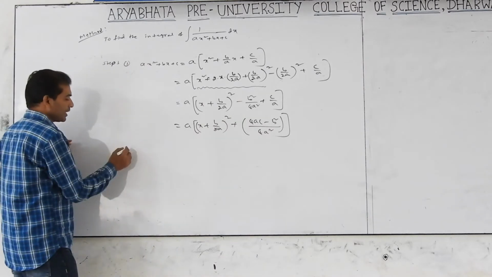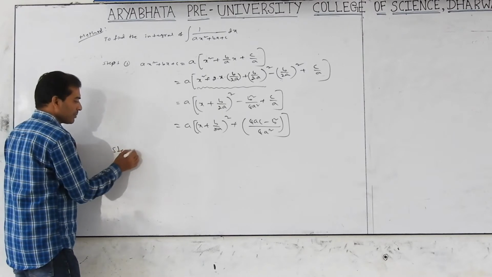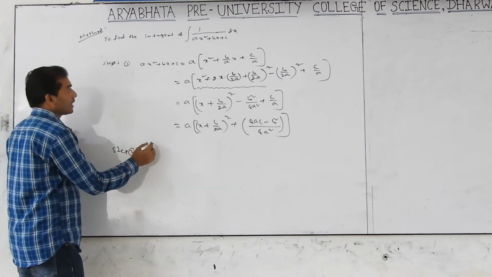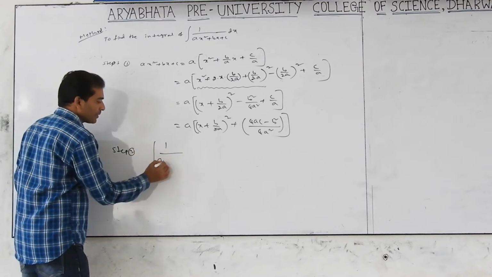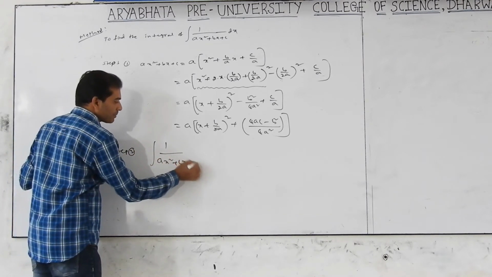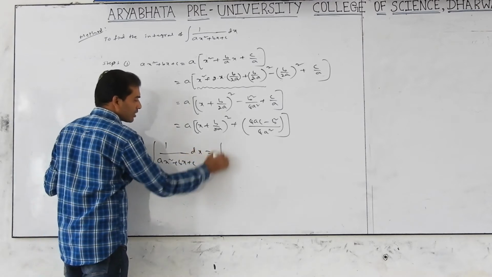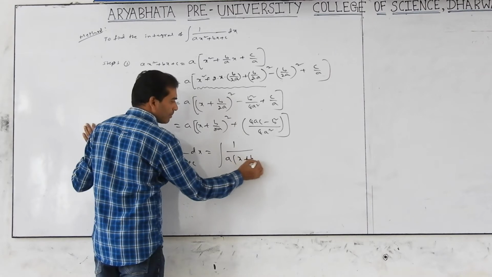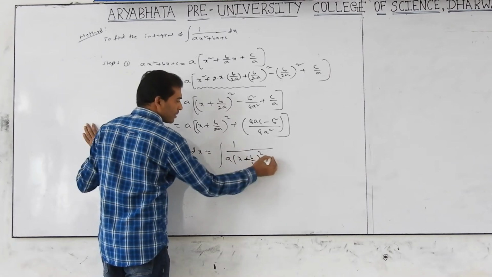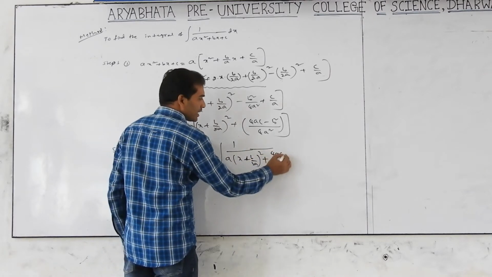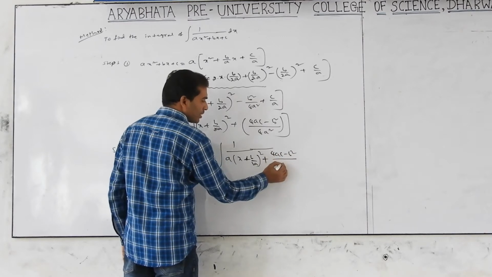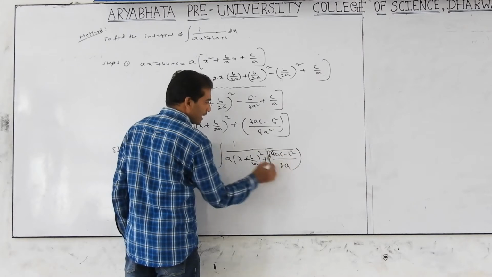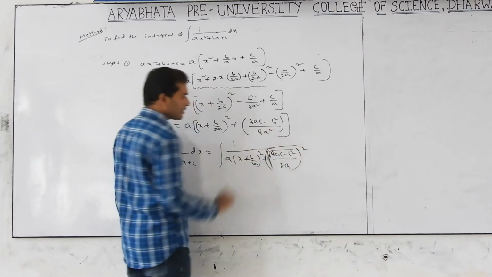Are you following? Second step, step 2: this is your substitute. Integration of 1 by ax square plus bx plus c dx is equal to 1 by a into integration of 1 by (x plus b by 2a) whole square plus (4ac minus b square) by (2a) whole square. Can I write it like this?